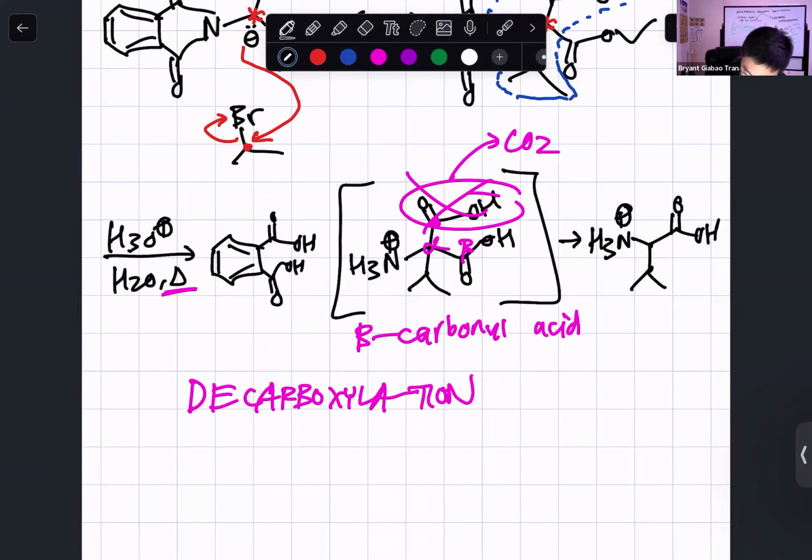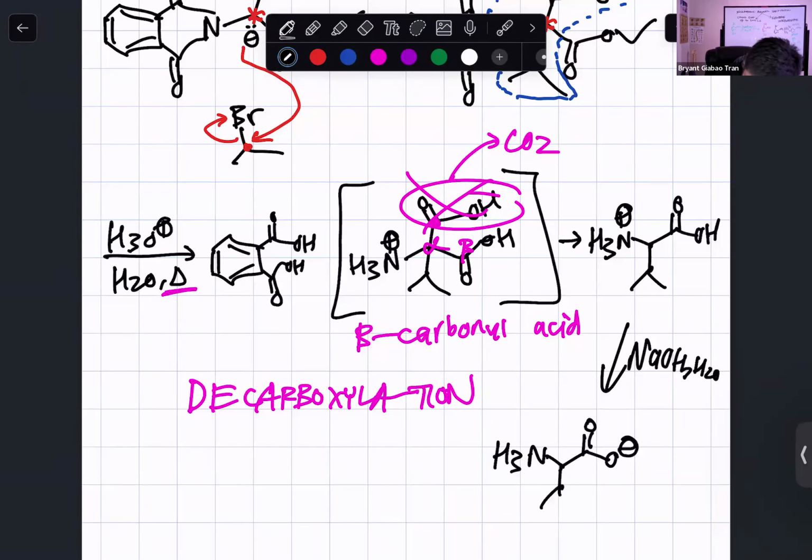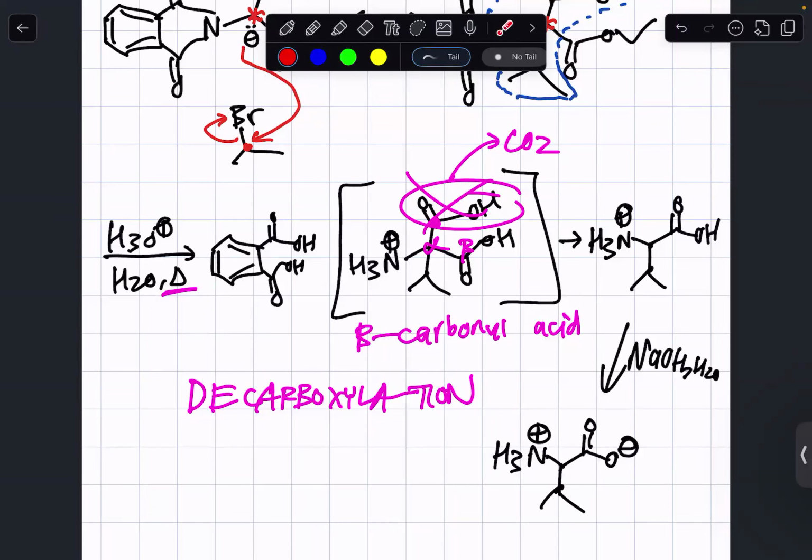Right. But at physiological pH, let's use some kind of base like NaOH in water to get the amino acid in its regular form, where the carboxylic acid is deprotonated and the amino group is protonated. This is the amino acid at physiological pH. And this is the R group that we added right there.